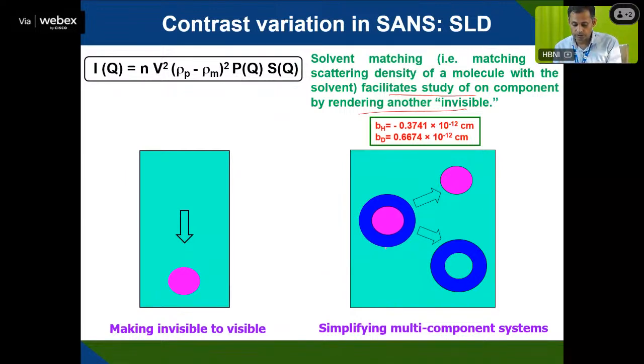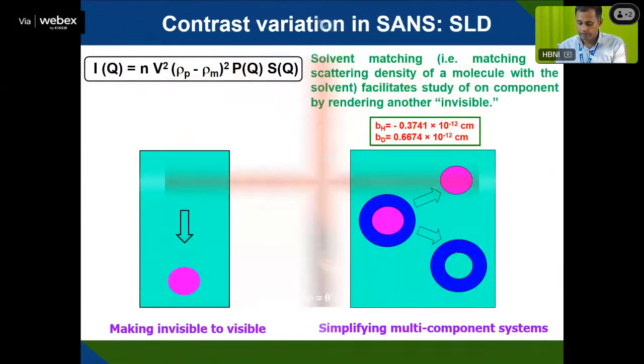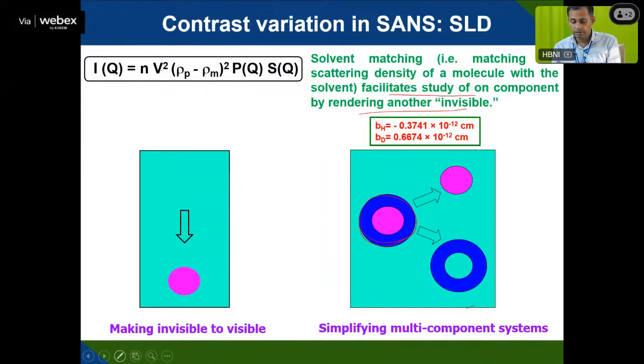If you have a core-shell structure like this, to make the core structure visible, the scattering length of the shell has to be equivalent to that of the solvent matrix. But in order to see the shell structure, the contrast of the core has to be equal to that of the solvent.